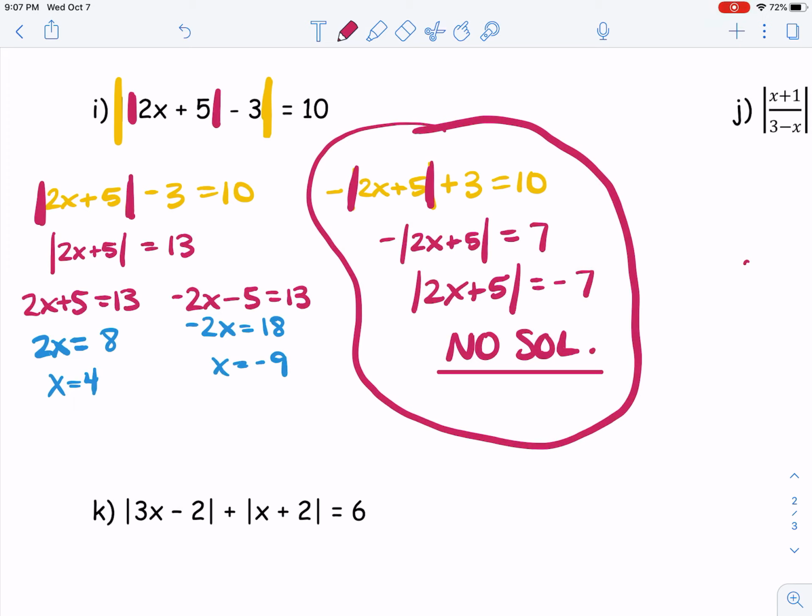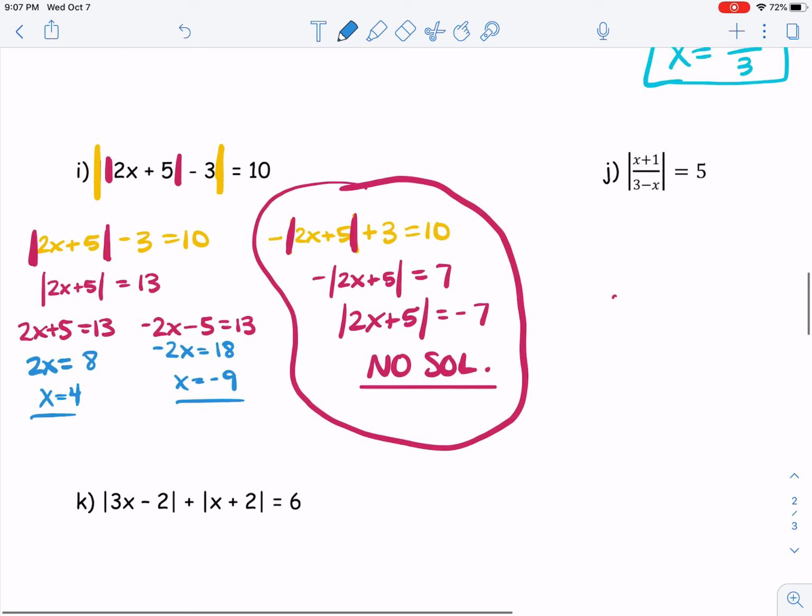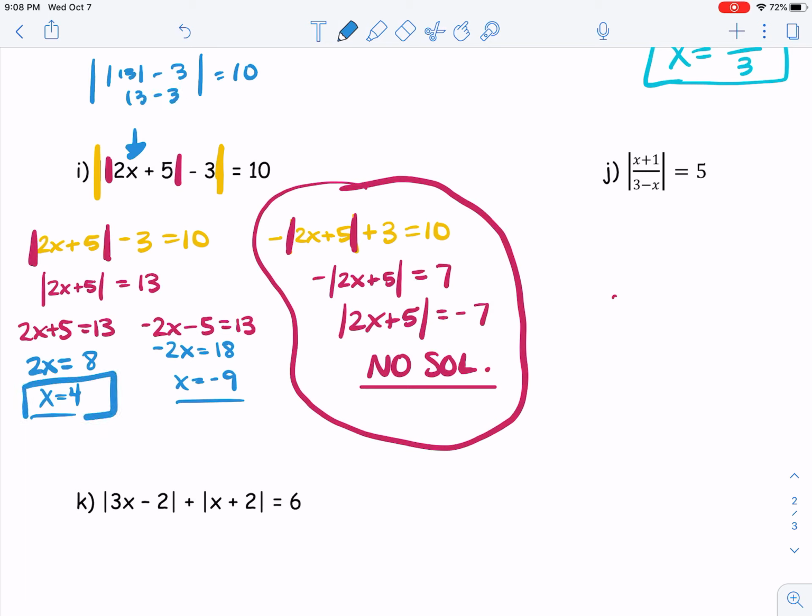But what I do need to do now is check these values of x. I need to plug them back in. So we would have 2 times 4, which is 8. 8 plus 5 is 13. So the absolute value of 13 is 13. 13 minus 3 is 10. Absolute value of 10 is 10. So this is definitely a solution. And then we would also have the negative 9. 2 times negative 9 is negative 18. The absolute value of negative 18 is 18. 18 minus 3 is, wait, I did that wrong.